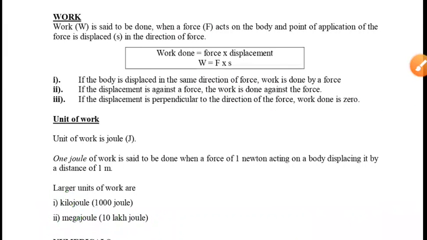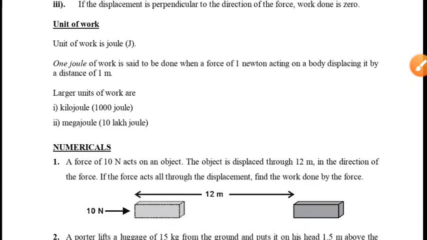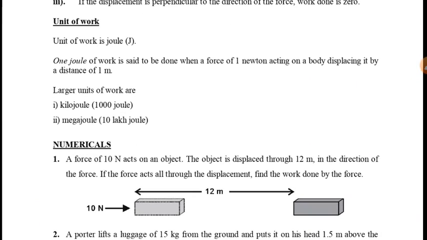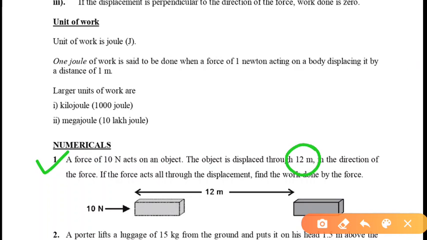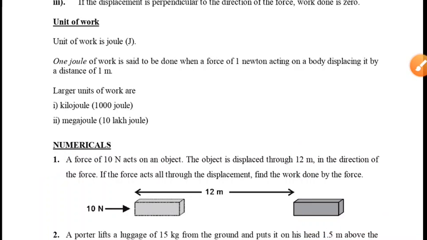So today we have finished this work. Here a numerical question is given, which you do yourself. What is the question? A force of 10 Newton acts on an object. The object is displaced by 12 meter in the direction of force. If the force acts all through the displacement, find the work done. So this question is given, you do it in your copy. Up to here, only this much for today. Thank you.